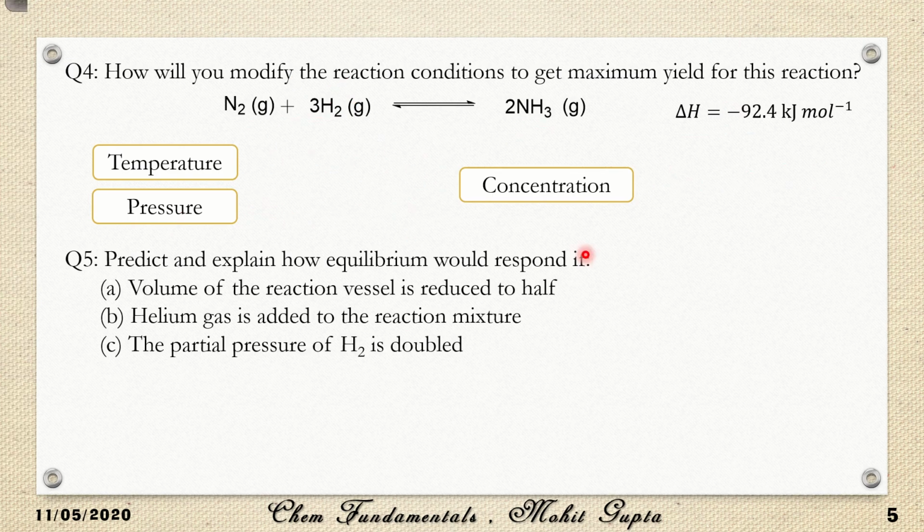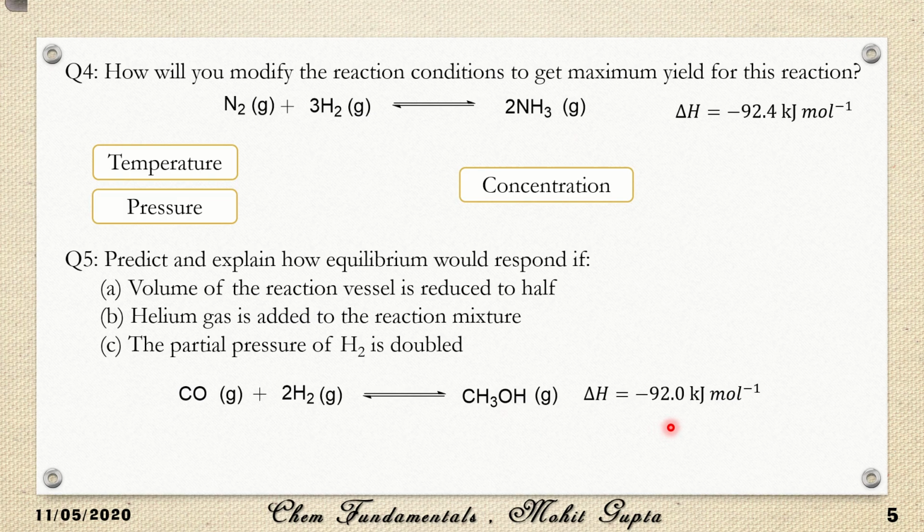Okay, let's move to the next question, which is very important. We have to predict as well as explain how equilibrium is going to respond. First, the volume of the reaction vessel is reduced to half. B part: helium is added, meaning a noble gas or an inert gas is added to the reaction mixture. C: the partial pressure of H2 is doubled. So in that case, the equation is given: carbon monoxide reacts with hydrogen gas to produce methanol. Delta H is minus 92.0 kilojoule per mole, which again means it's an exothermic reaction.